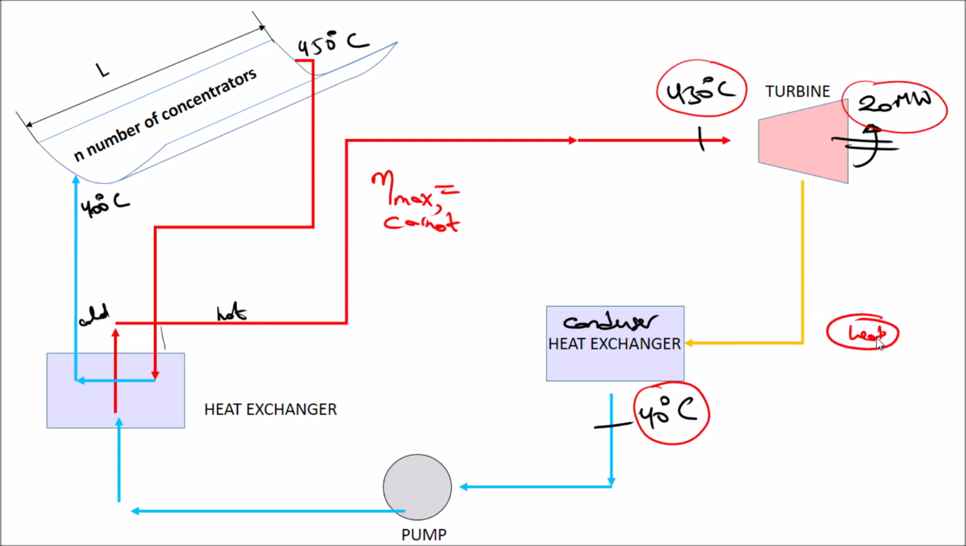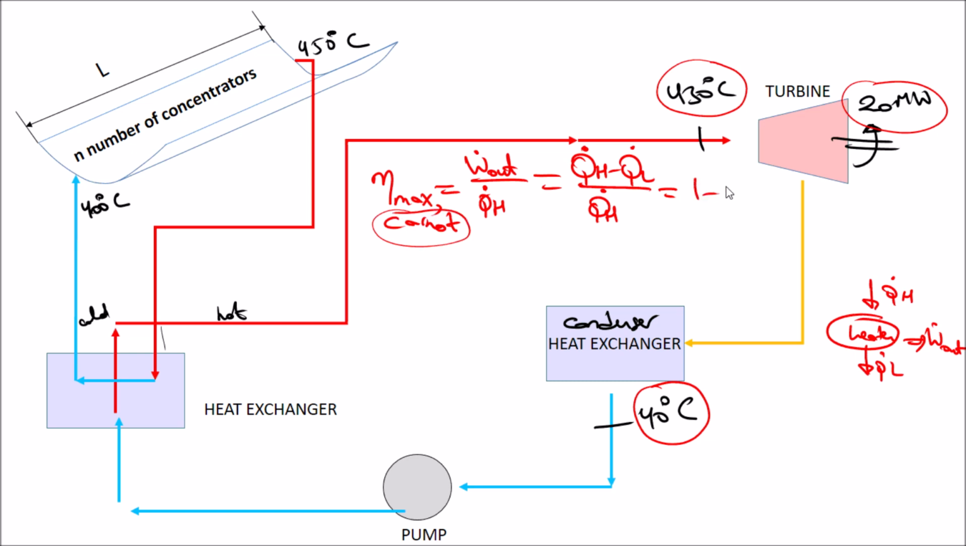For the heat engine, we have Q dot H going in, Q dot L rejected heat, and the work dot out, the work done. Work dot out divided by Q dot H is the definition of efficiency. Instead of work dot out, I can write Q dot H minus Q dot L by the first law, divided by Q dot H. By Carnot, the efficiency is 1 minus TL by TH. This is the meaning of the efficiency.